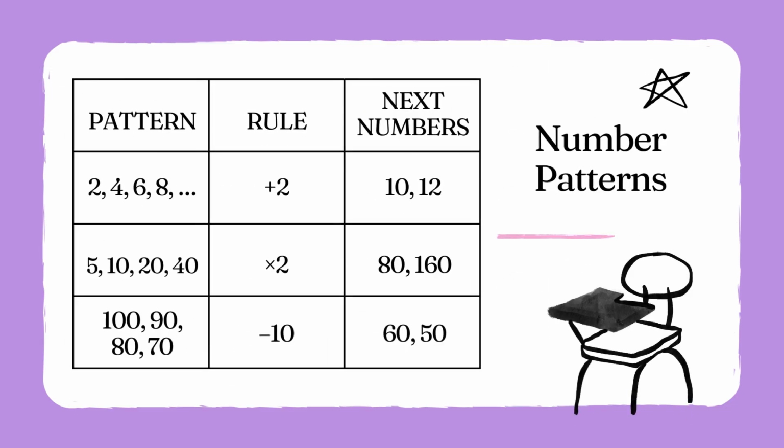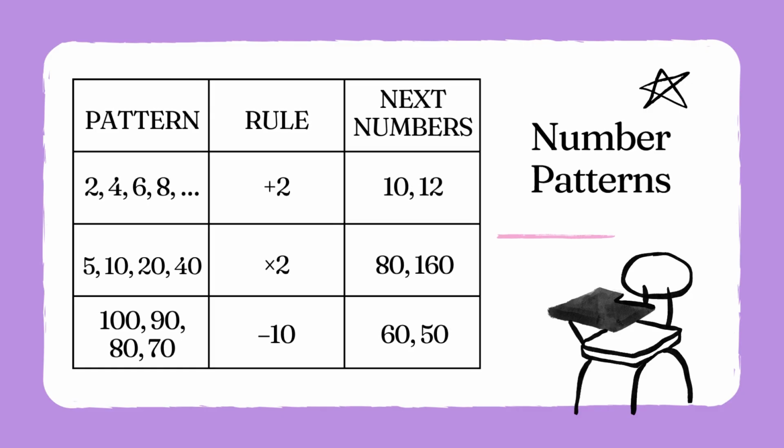Patterns are sequences that follow a rule. For example, 2, 4, 6, 8: add 2 each time. 5, 10, 20, 40: multiply by 2 each time. 100, 90, 80, 70: subtract 10 each time. Can you guess what comes next?